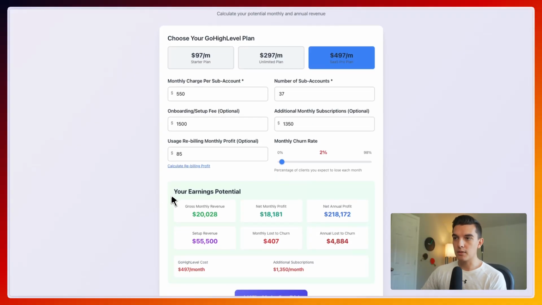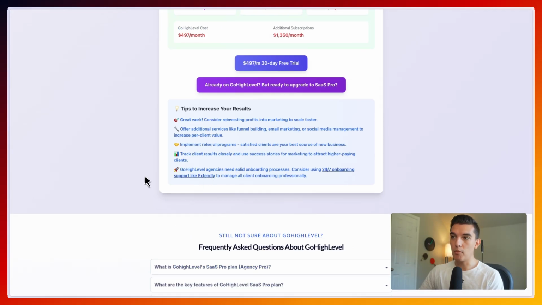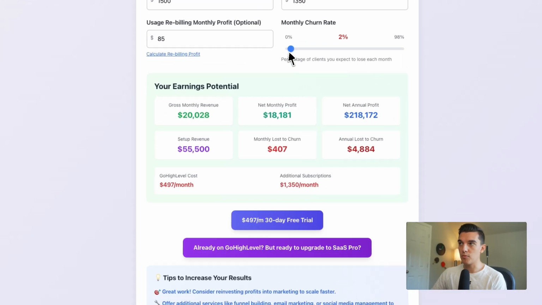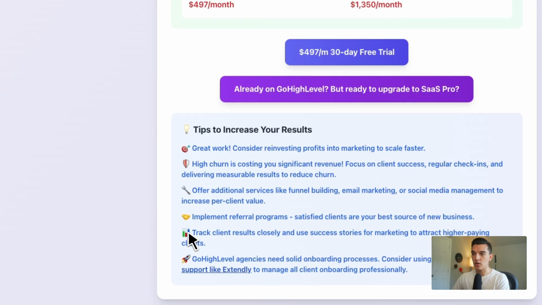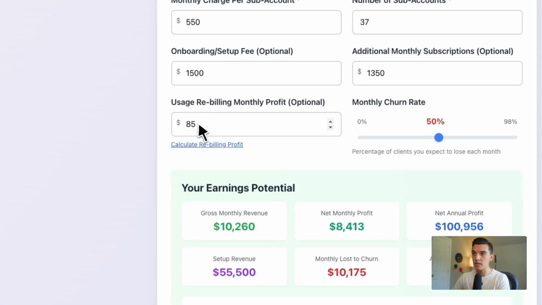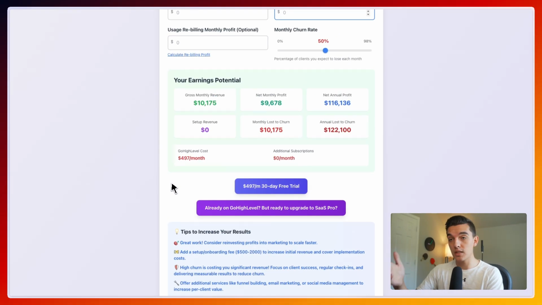So the basic premise is you want to be able to figure out your gross monthly revenue, net monthly revenue, so minus all of your expenses, net annual profit, and annual loss to churn, and then have a bunch of different suggestions that are down below here. And those of course change based on different adjustments. So if you were to increase monthly churn, then okay, there's some suggestions on how to optimize that. If you were to reduce a bunch of these other things like onboarding setup fees and monthly subscriptions, then of course you can have a bunch of different suggestions that are around those things.